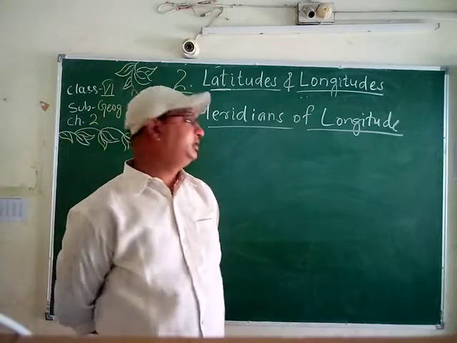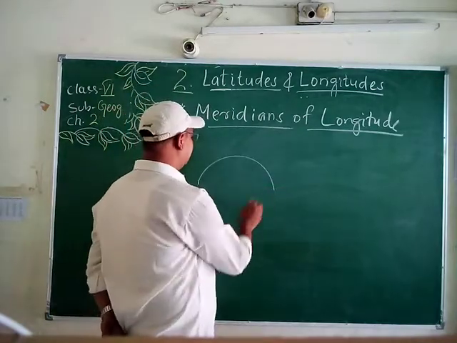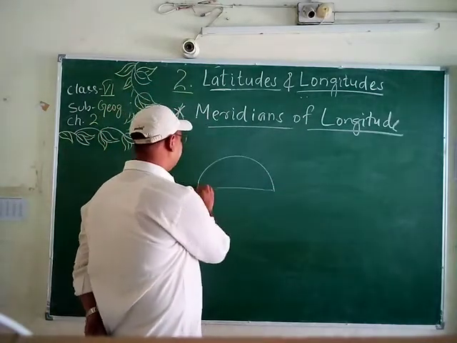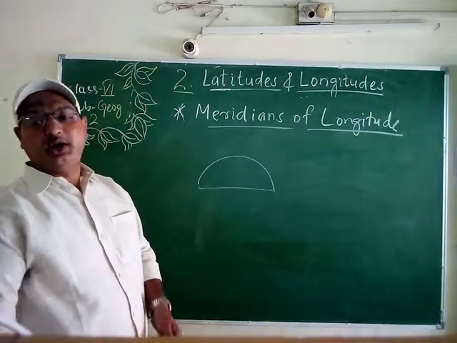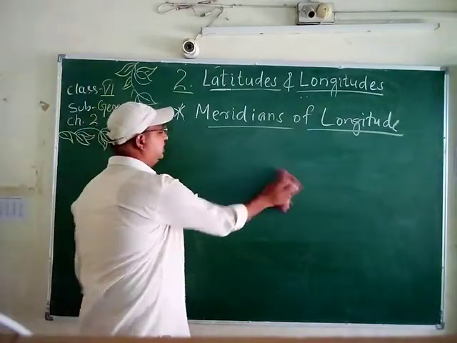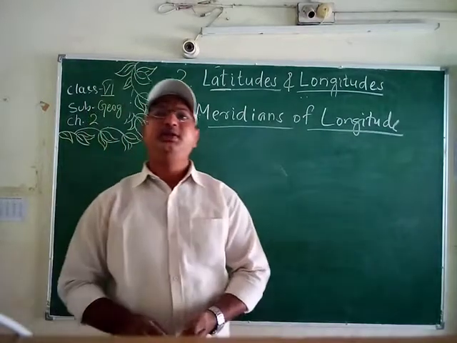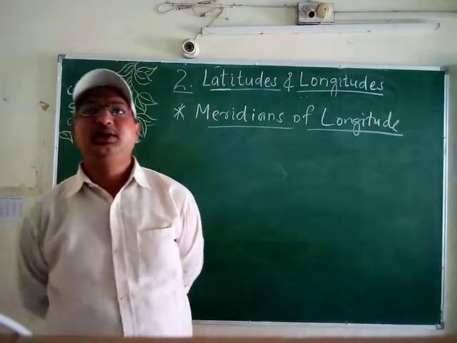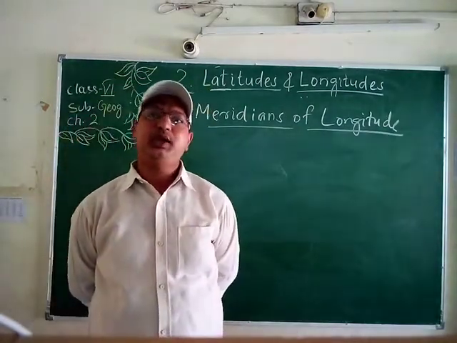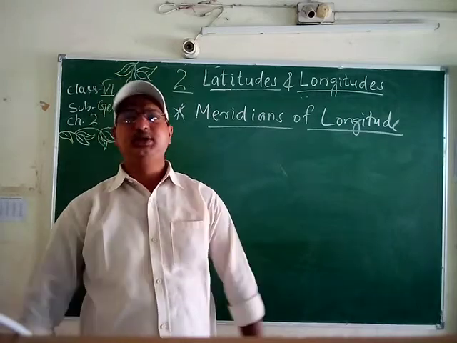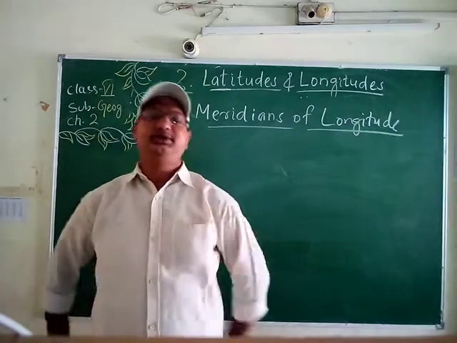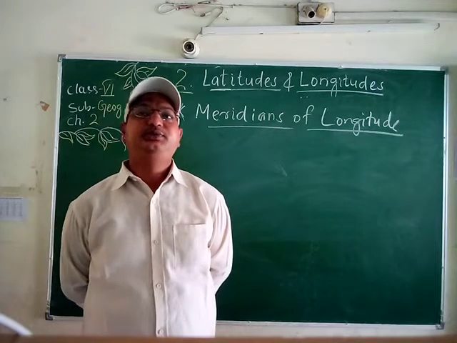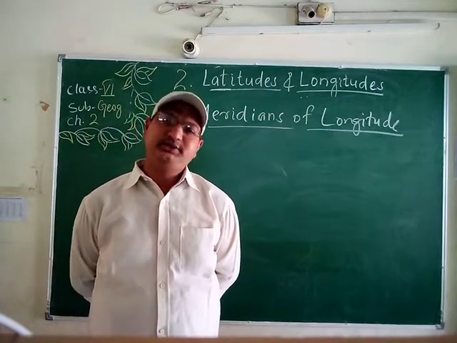So, students, they are semicircles. What do you mean by semicircle? It's like this. If this is the Earth, this is like the semicircle, from one pole to another pole. Students, they are semicircular in shape and the distance between them decreases steadily polewards. As they go towards the pole, their distance decreases until it becomes zero, where all the meridians meet.